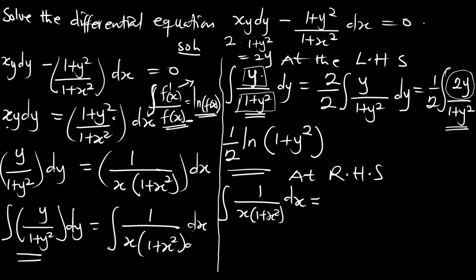So first we can express them as A on the first part, x, plus (Bx plus C) on 1 plus x squared. You can refer to my previous videos on calculus on how to integrate partial fractions. So now we have to find the values of A, B, and C to be able to solve this equation. So let's look at how we are going to find the values.